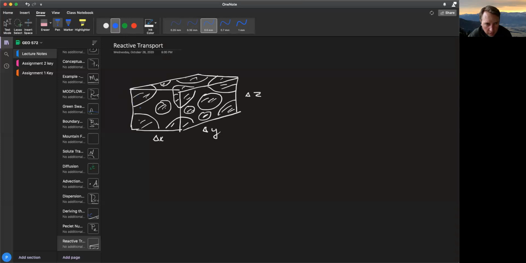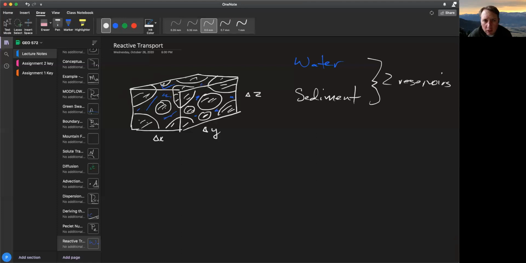So here we'll be fully saturated, so all of our pore space is full of water, right? And so we have two reservoirs in our porous media. We've got water, all right? And we've got sediment or rock, all right? And so we have two reservoirs where solute can reside, and we can consider reactions that include both of these reservoirs in this case.